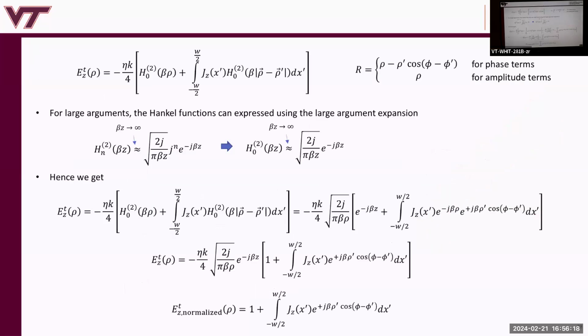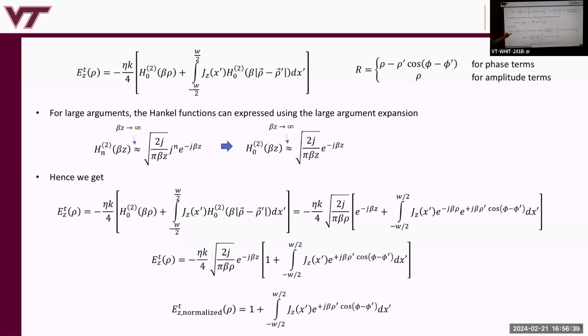All right. So since we're going to the far field, the observation point, the argument to the Hankel function now, instead of being 0 for self terms, is infinity, right? So we use the large argument expansion for the Hankel functions. Here we have it in terms of n, but for n equal to 0, you get this expression here.